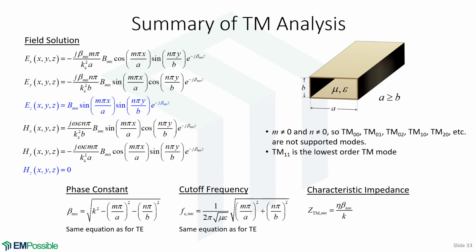In terms of ordering the modes, M and N, neither of those can be 0. So any mode number that has a 0 in it for TM is not a supported mode. And we found that the TM11 is the lowest order TM mode. We can't say that's the absolute lowest order mode because we have not checked the TE modes.